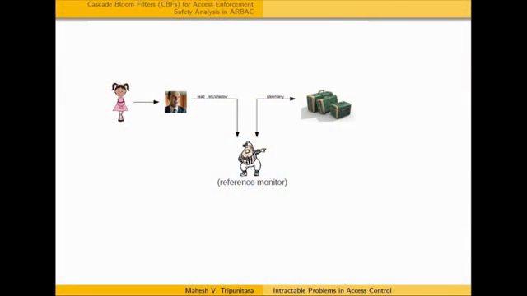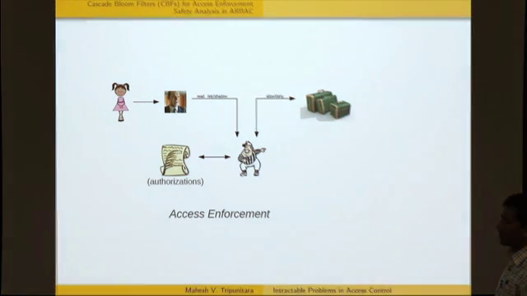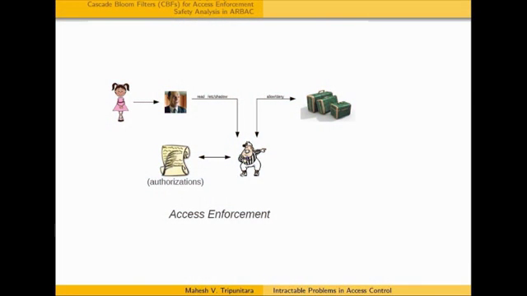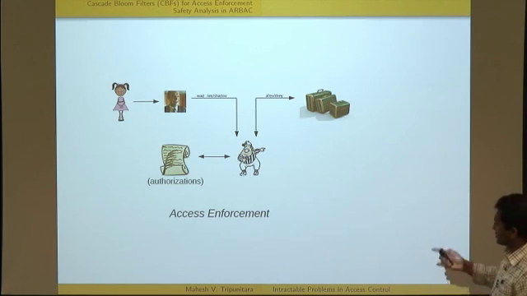Now, we typically don't think of every user being able to access everything. So conceptually, we think of an intermediary called a reference monitor that mediates the access and allows or disallows. The question is, how does the reference monitor make its decisions? The answer is it has access to a database called authorizations, and it consults the database and says yes or no. This process is called access enforcement.